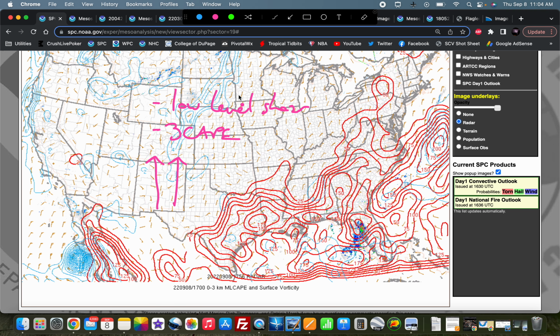That is where you're going to see supercells in that environment tend to have a better chance of producing tornadoes or undergoing tornadogenesis than supercells in a low 3 CAPE environment. And again, 3 CAPE doesn't matter unless you have low-level shear, because if you don't have anything spinning to stretch into the vertical, you're not going to get tornadoes. So it's as simple as that.